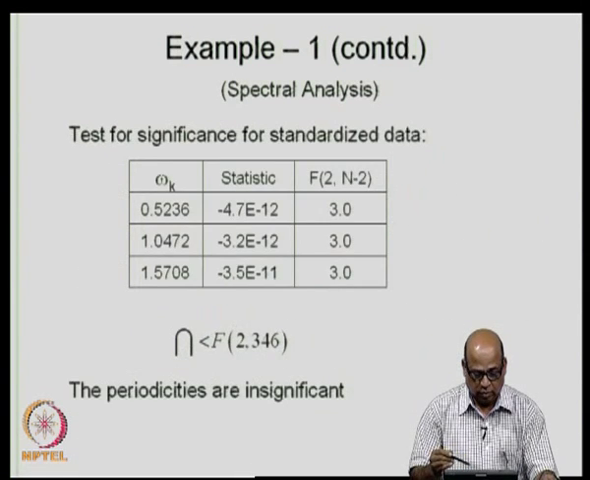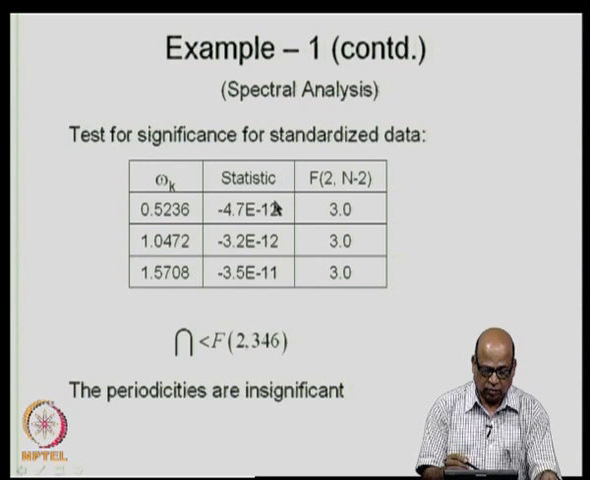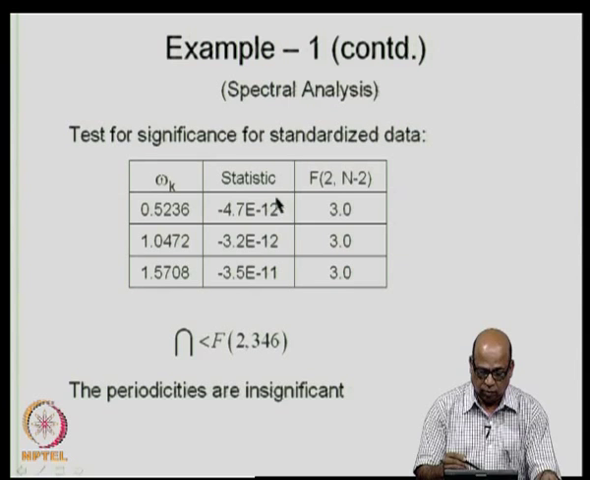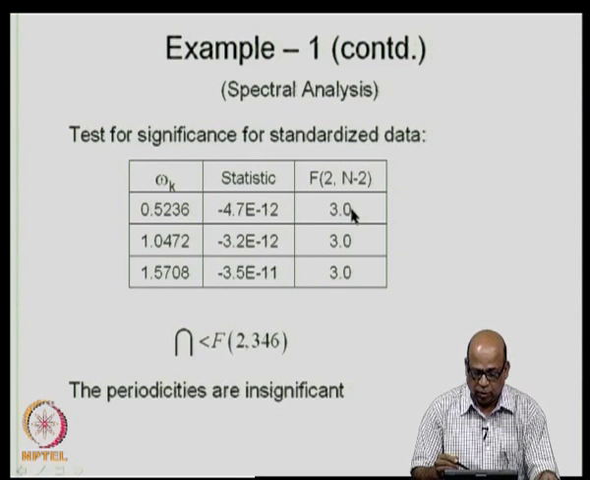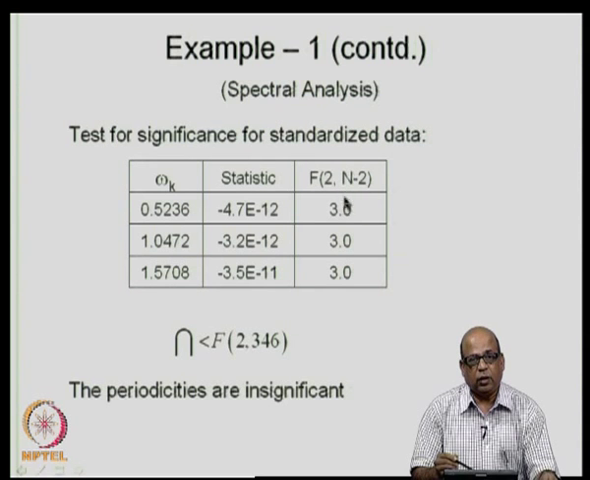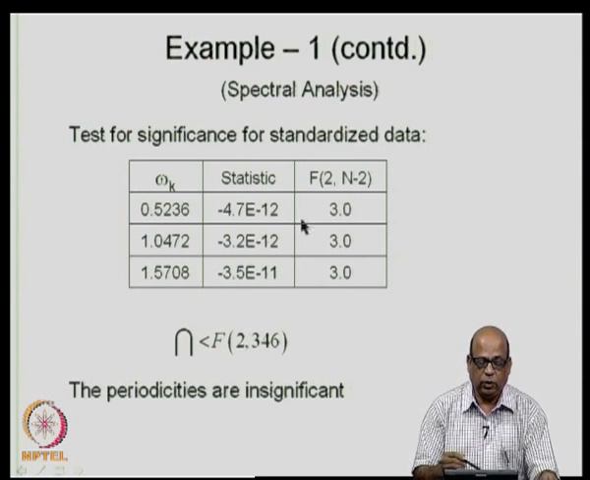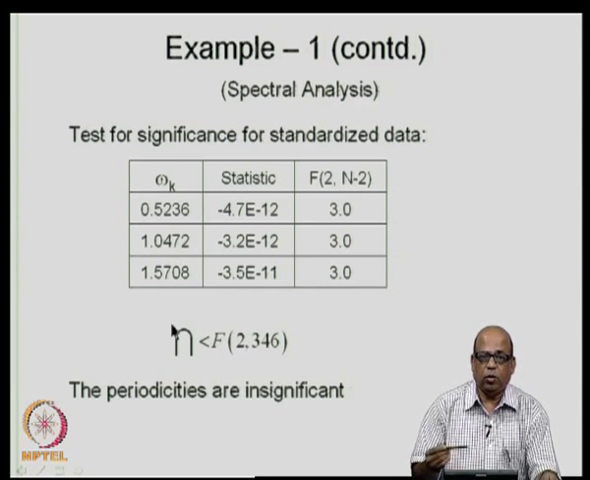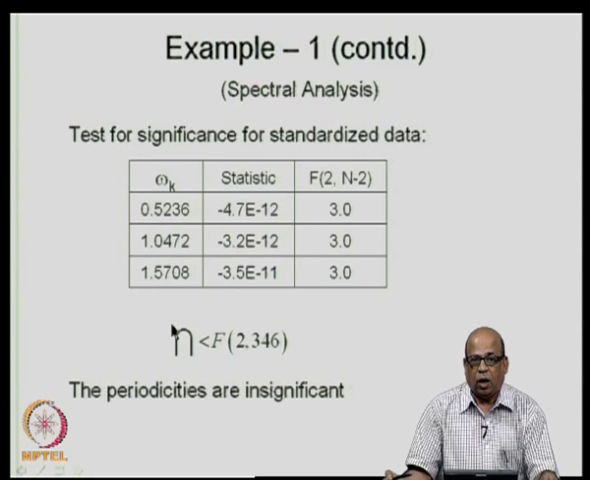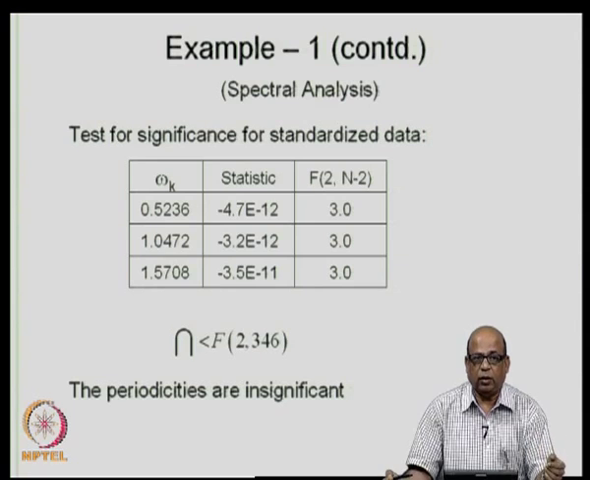1 we test. The statistic value comes out to be minus 4.7 e to the power minus 12, very low values, very insignificant values compared to the critical value of F, which is 3.0, which shows that any of these periodicities are statistically insignificant or they can be taken to be absent in the data. So, the periodicities are insignificant.